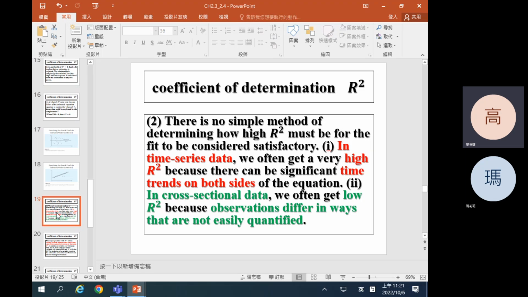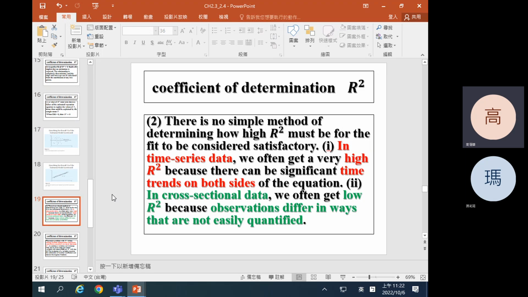Okay, then last week, some students asked us how high the R squared should be. So this one will say there's no simple method to determine how high R squared must be for the fit to be considered satisfactory. Okay, because it depends on the data. If it is time series data, we often get very high R squared, because in those time series data both x and y are significant with the time trends.